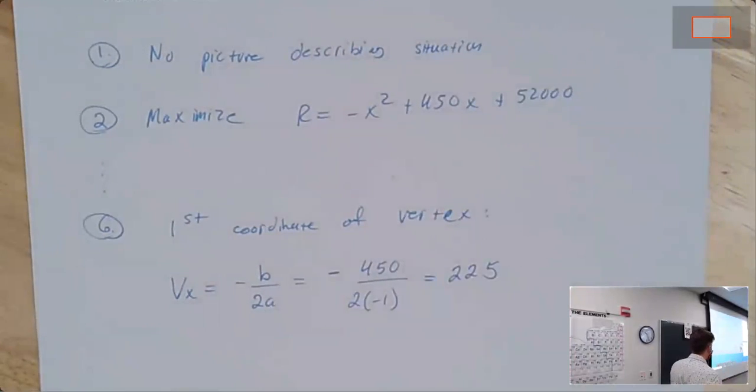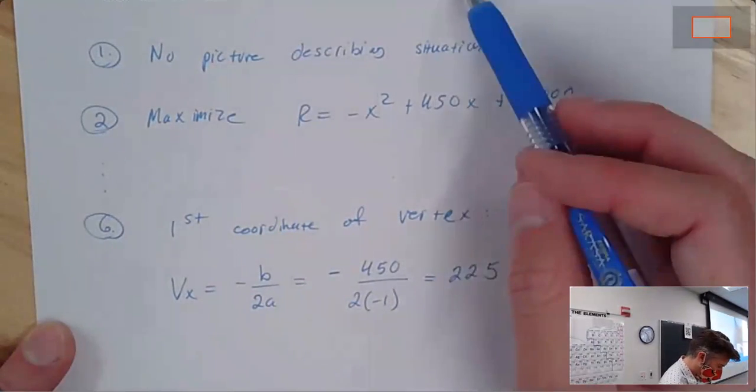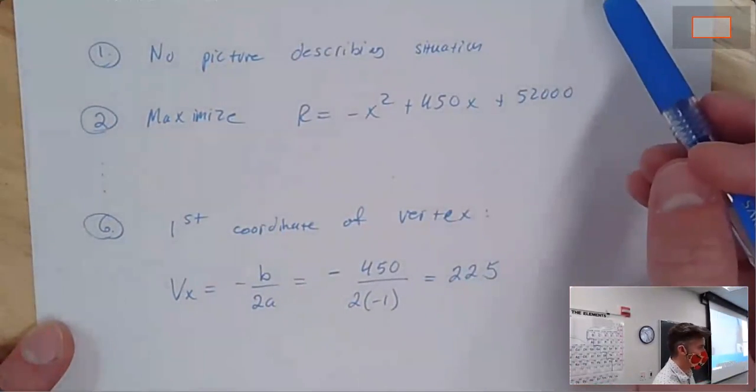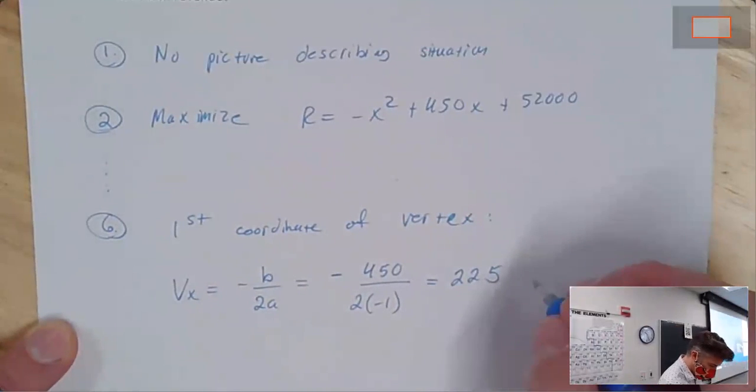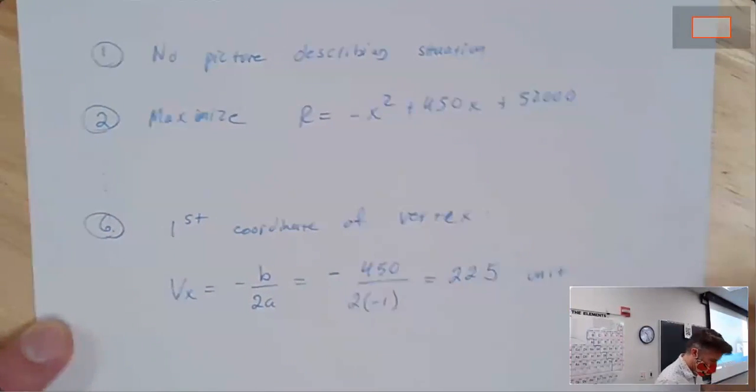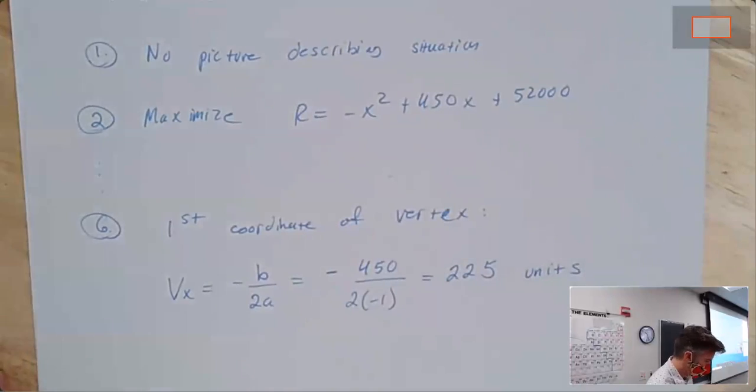225 what? What is this actually representing? Well, it is what the x value is, and x is, sorry, it's off the page, I know. X is the number of units produced and sold. So we are producing 225 units.